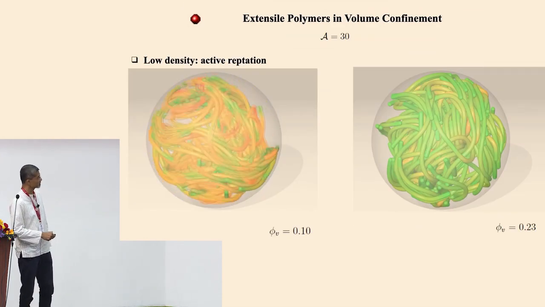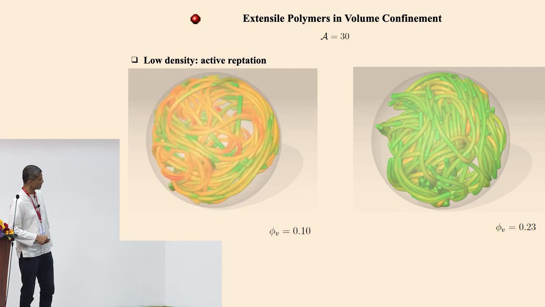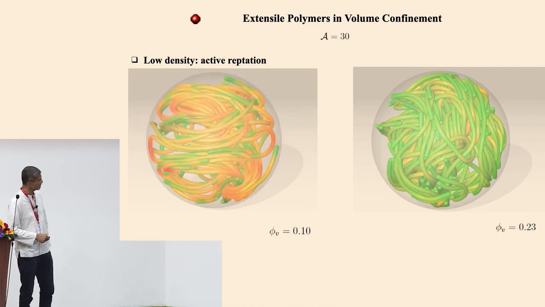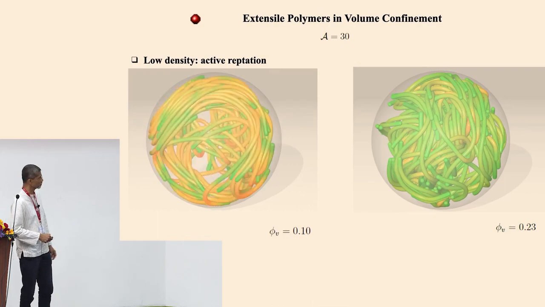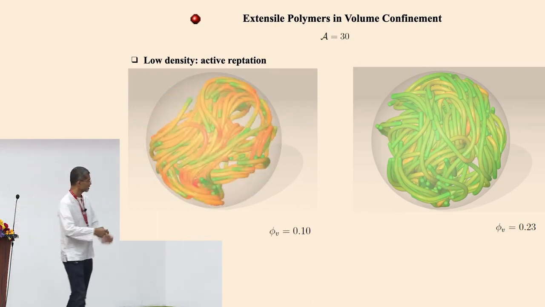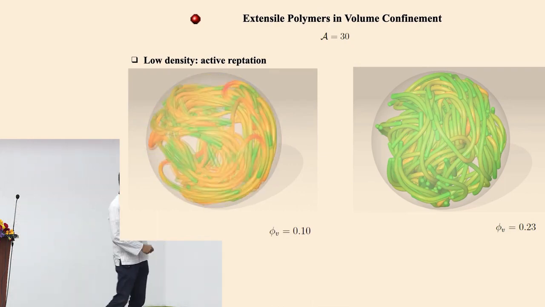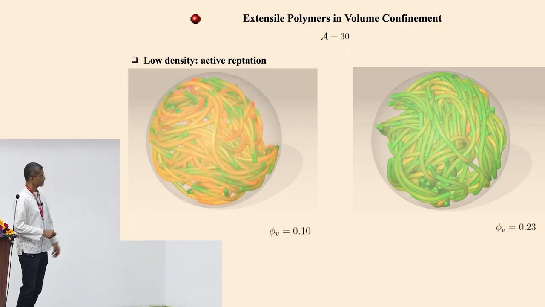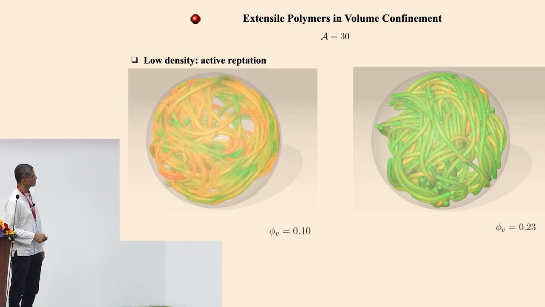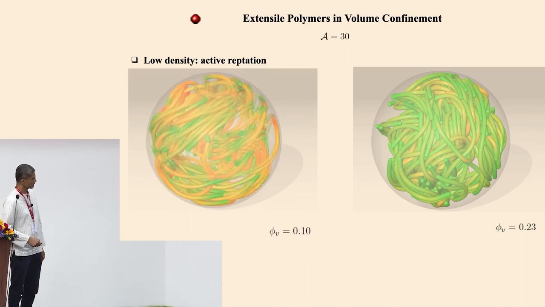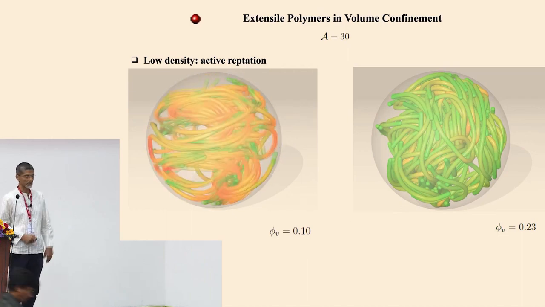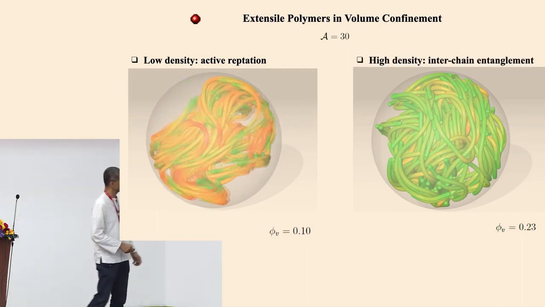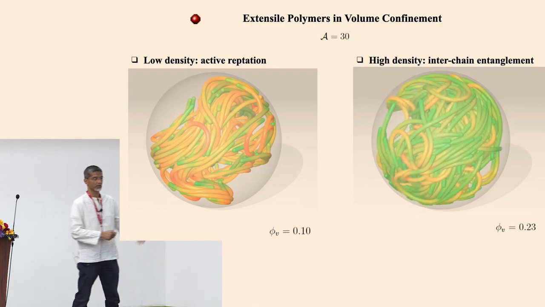Then I look at what I can see. If it's in low density, the polymers actually move around, and what is shown in different colors is the curvature. The red means more curvature, and as you go lower down, the green is less curvature. This is about A equal to 30, the volume fraction of the polymers. As I go into higher density, I get entanglement.